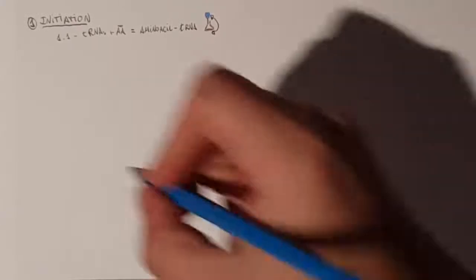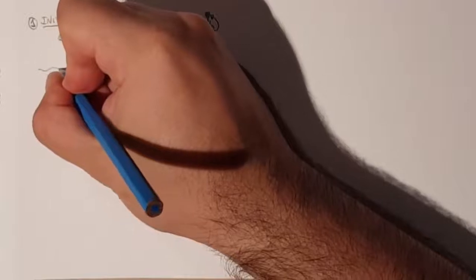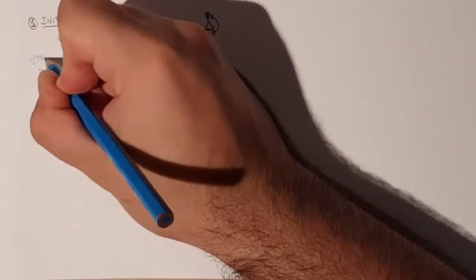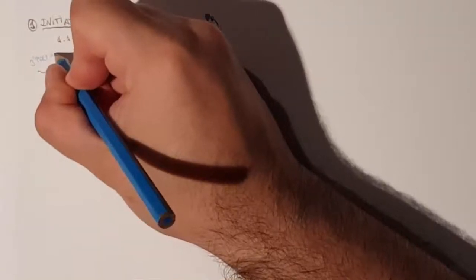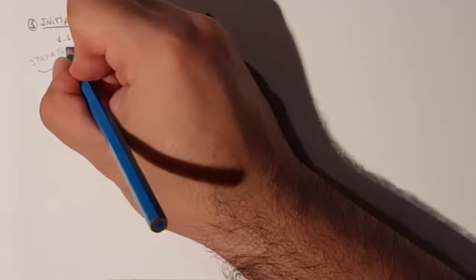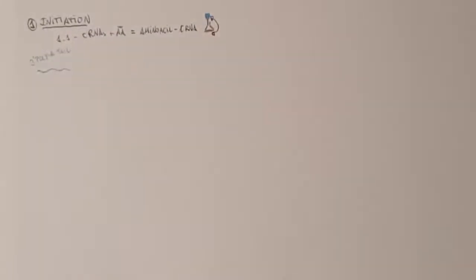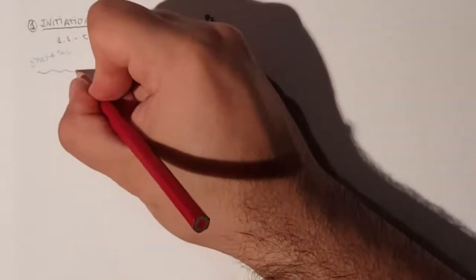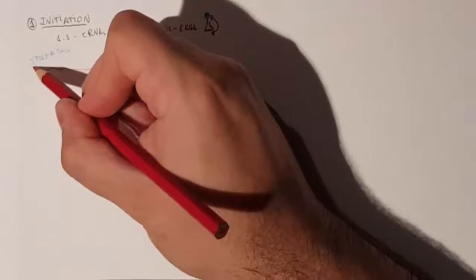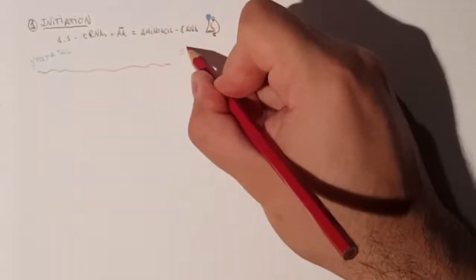How does it start? In the poly A tail. This is going to be the 3' poly A tail of the mRNA, and then we're going to have the mRNA proper. So this is going to be the 3' end, and this is going to be the 5' end.